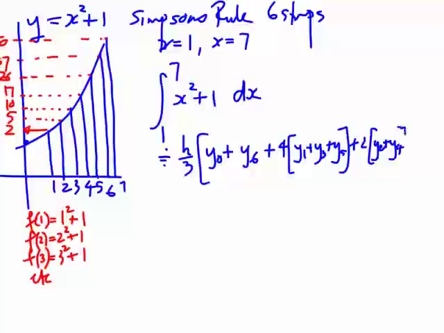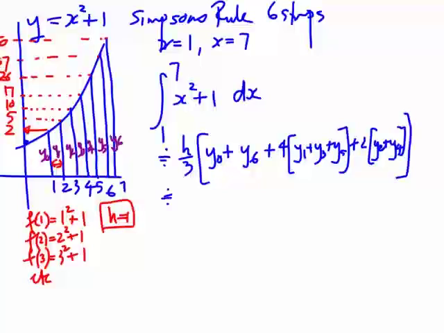Now which ones are the y's? You should be able to see here: this is y0, y1, y2, y3, y4, getting a bit harder, y5 and 6 over here. So these are the actual heights. Let's put them in. We can see the width too. The width here is 1, so h is equal to 1.